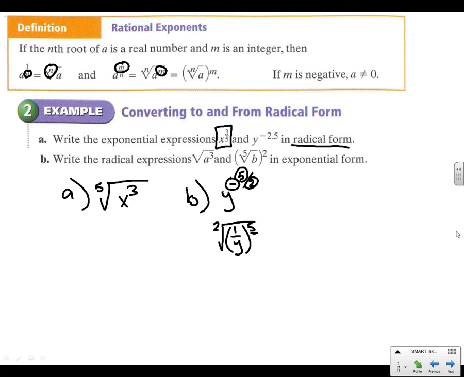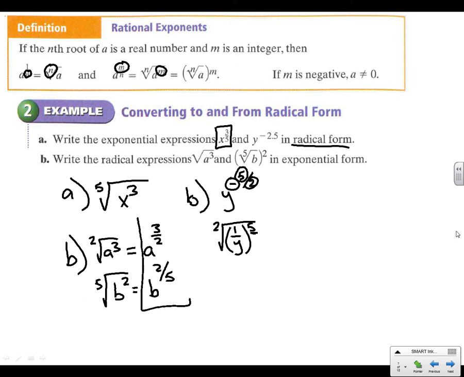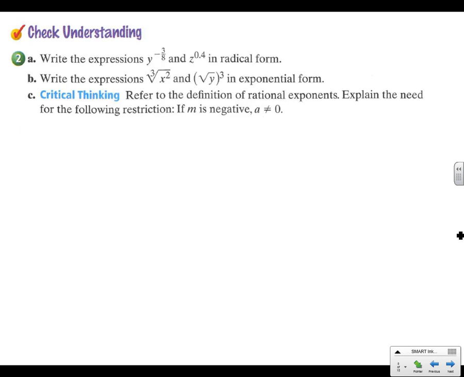Let's go the other way for b. If I have the square root of a cubed, that's going to be a to the 3 over 2. And if I have the fifth root of b squared, that's going to be b to the 2 over 5. Okay? And that would be the answer for b. All right, your turn. See if you can get a, b, and c for understanding check number 2.